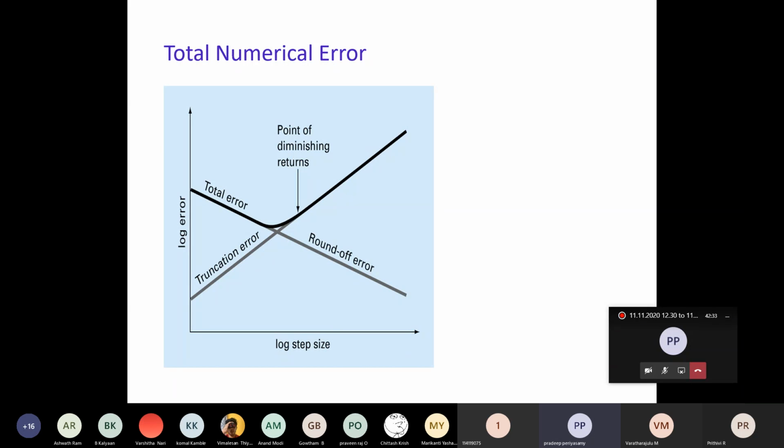We have seen the graph of that thing. As the step size increases, the termination error will increase, but at the same time, as the step size increases, the round off error will decrease. So in order to balance both at one point, we have to find the point of diminishing returns. At that point, the total error will be very small. Next slide, please.